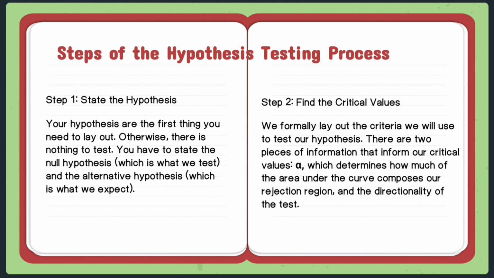Step 2. Find the critical values. We formally lay out the criteria we will use to test our hypothesis. There are two pieces of information that inform our critical values: the alpha, which determines how much of the area under the curve composes a rejection region, and the directionality of the test, to determine where the region is.